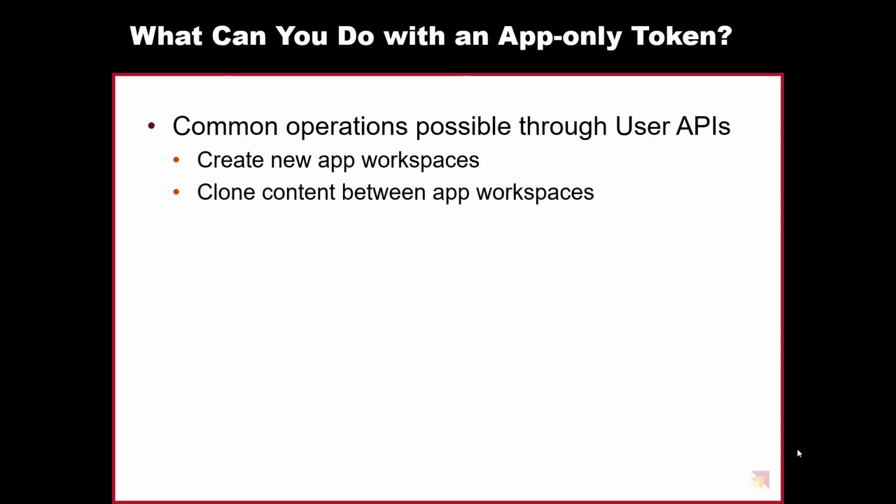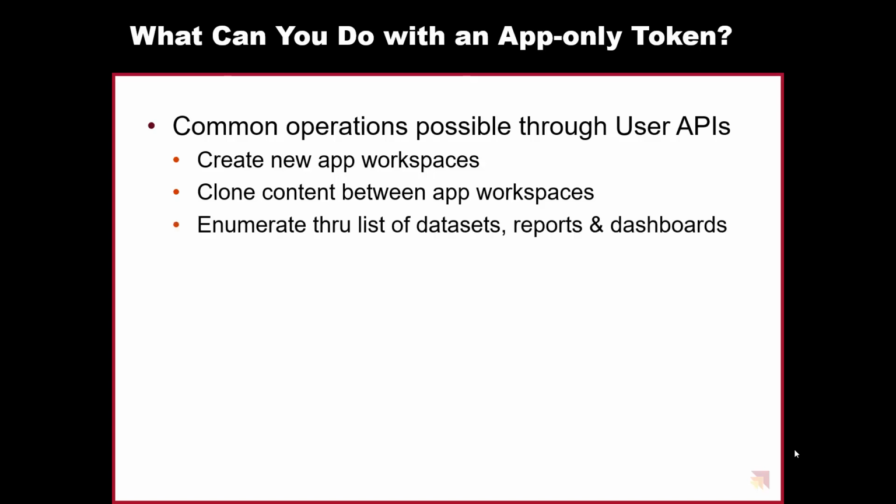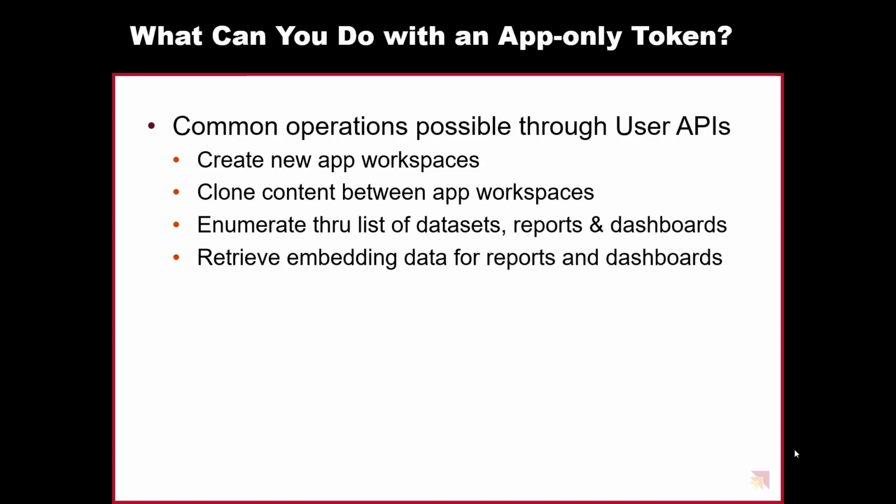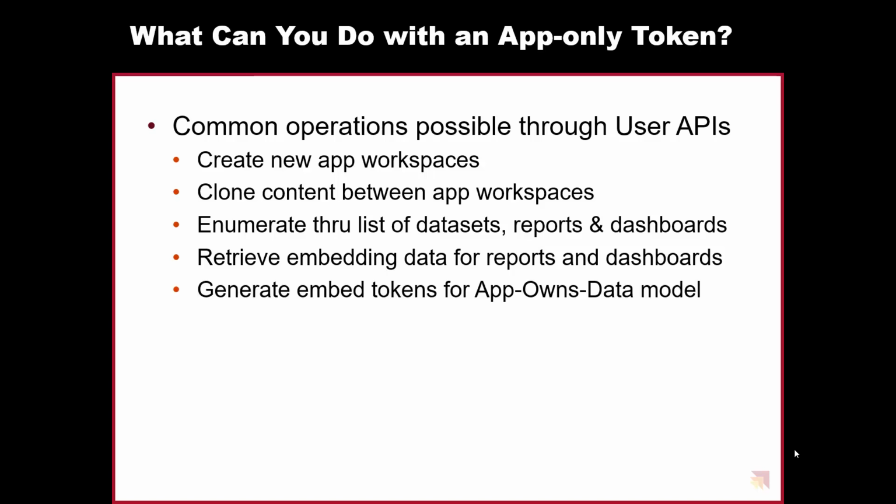You can clone content as long as you have your service principal with access to a source app workspace. You can create a new app workspace and clone the content from one to the other. You can enumerate through the list of data sets or reports or dashboards, and then get the embedding data you need for a dashboard, an existing report, or a new report. Of course, we can generate embed tokens, which is required in the app owns data model.